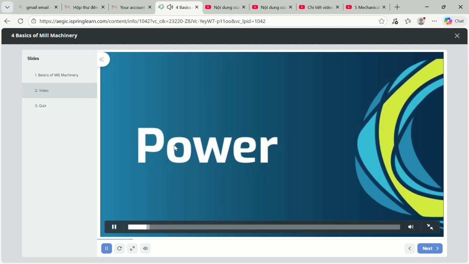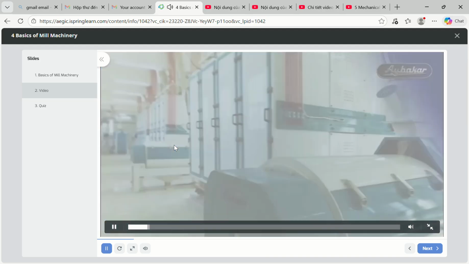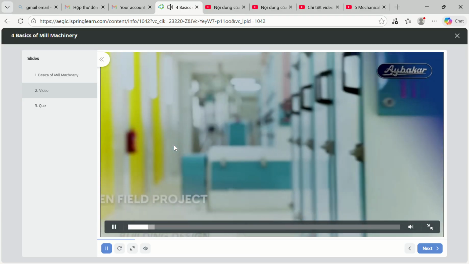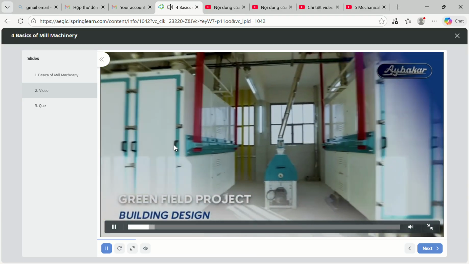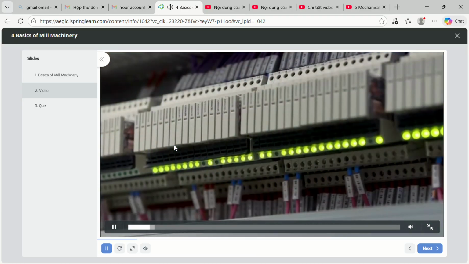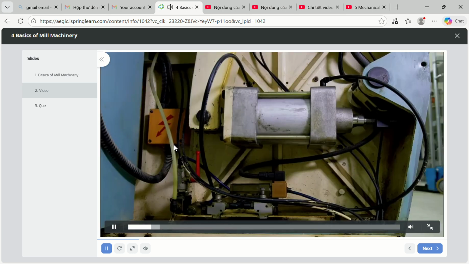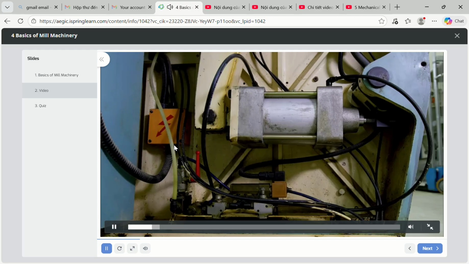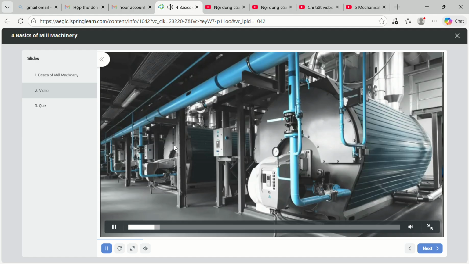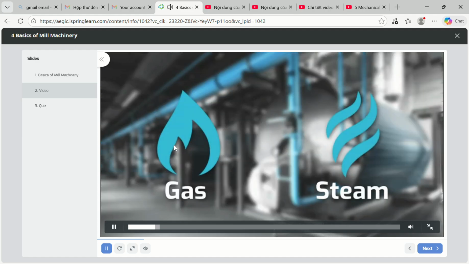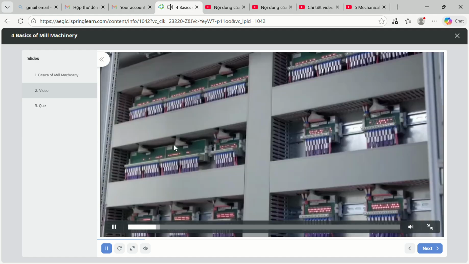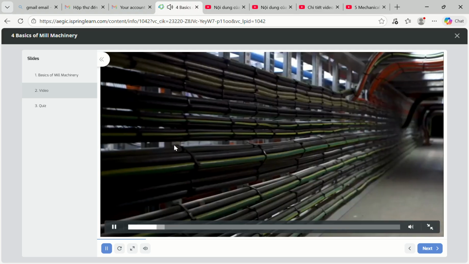Power. The primary source of power in a flour mill is electricity. Mills also use other power sources such as compressed air to drive devices such as solenoids and pistons. For ancillary applications, some mills may use gas and steam. Electricity is used to power motors and control systems.